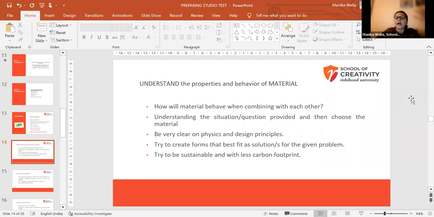Try to create forms that best fit a solution. तो कैसे आप एक नया फॉर्म निकालेंगे, जैसे आपको बोला गया मान लीजिए केयर, सो व्हेन यू आर गिवन दिस वर्ड केयर, व्हाट इमीडिएटली कम्स टू योर माइंड? For me, mother comes to my mind. So a mother gives you a complete, you know, selfless care to its child, you know, other word mother, right? So you see now how the story is getting built.